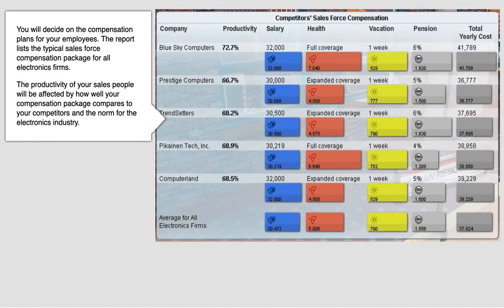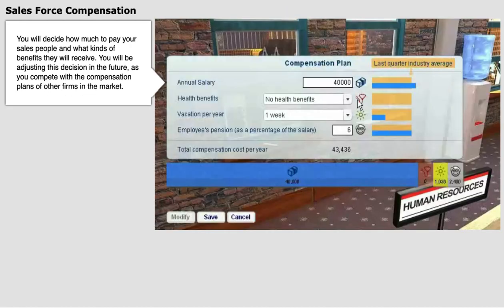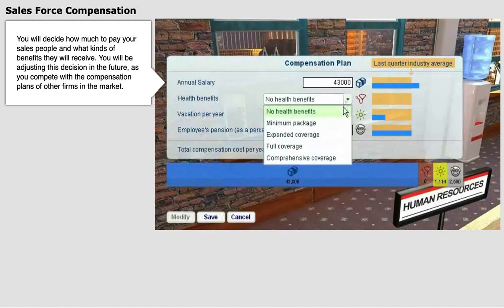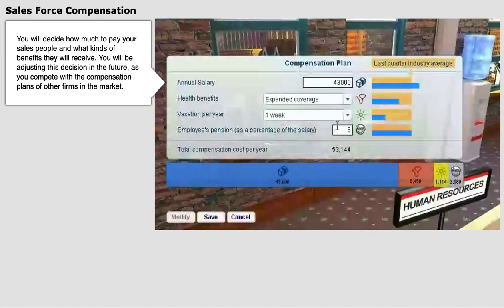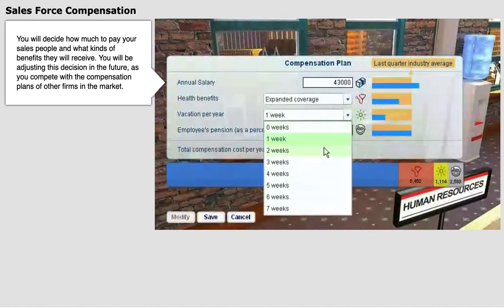You will decide on compensation plans for your employees. The report lists the typical Salesforce compensation package for all electronics firms. The productivity of your salespeople will be affected by how well your compensation package compares to your competition and the norm for the electronics industry. You will decide how much to pay your salespeople and what kinds of benefits they will receive. You will be adjusting this decision in the future as you compete with the compensation plans of other firms in the market.